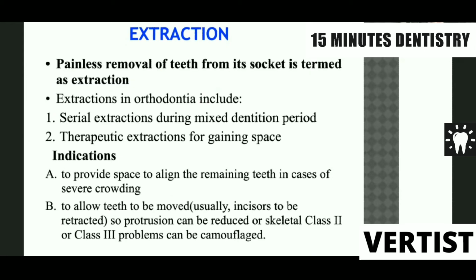Coming to extraction, painless removal of teeth from its socket is termed as extraction. Extractions in orthodontics include the serial extractions that are done during the mixed dentition period and therapeutic extractions that are done for gaining space. What are the indications? To provide space to align the remaining teeth in case of severe crowding, and to allow teeth to be moved, usually incisors to be retracted so that protrusion could be reduced, or skeletal class 2 or skeletal class 3 problems can be camouflaged.